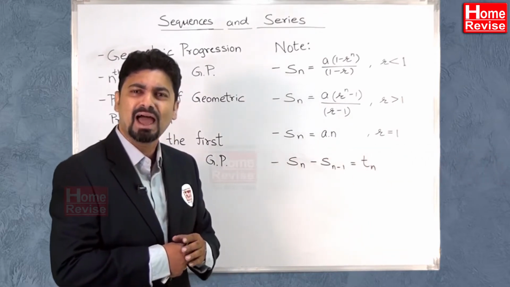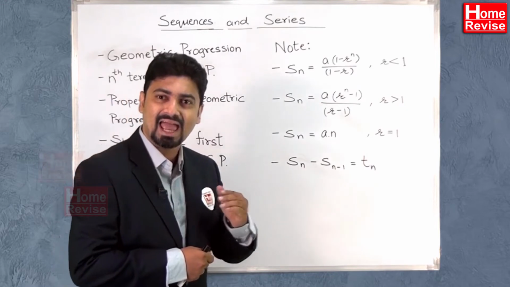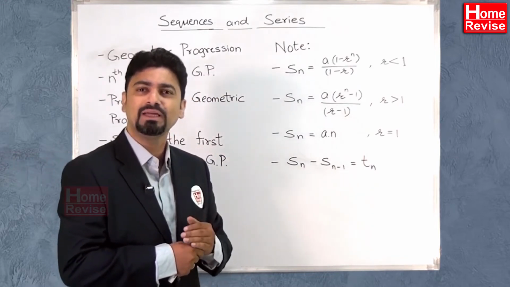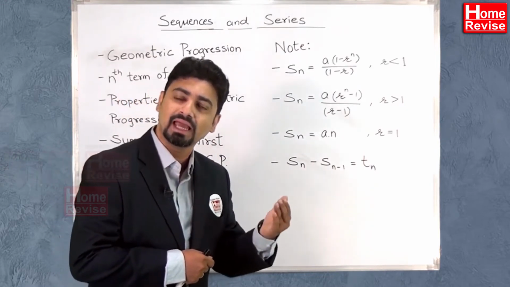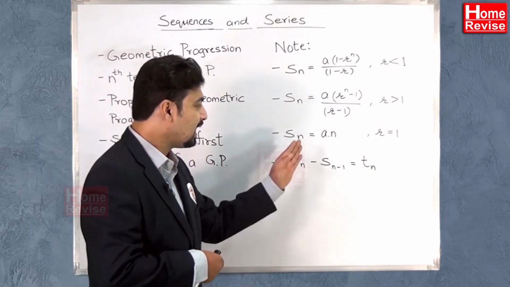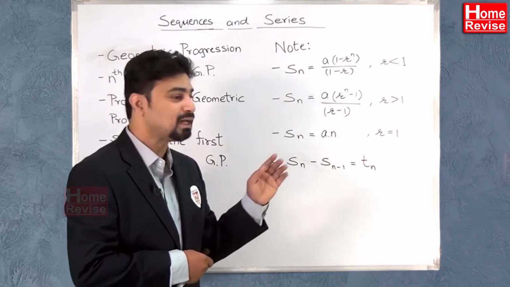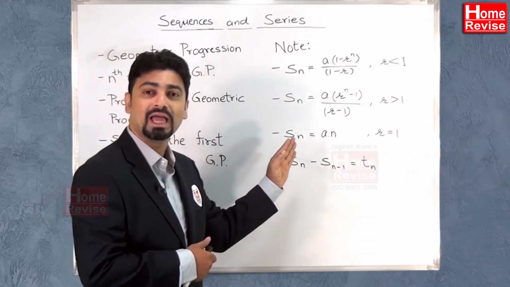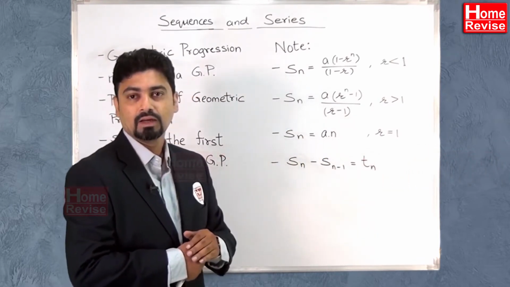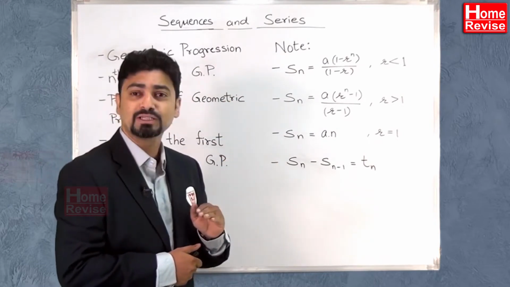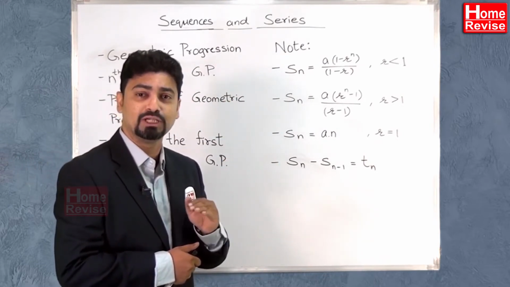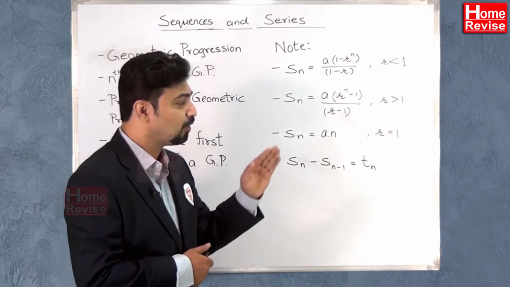So if I say I am adding a n times, won't that be equal to n times a? Or can I simply write it as a into n? So when r is equal to 1, the sum of terms Sn is equal to a into n. Correct? So these are the three formulas for summation of n terms of GP for three different conditions of r.